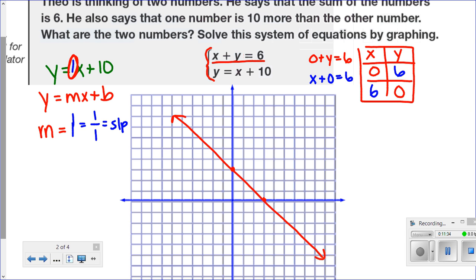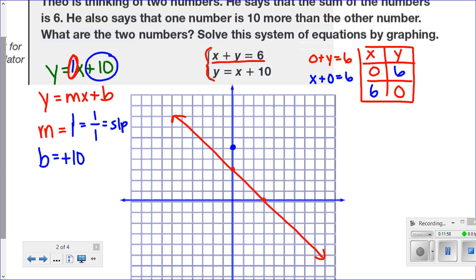Our b is right here. It is equal to plus 10. So when we are graphing this line, remember we first want to put on our y-intercept. So remember my scale is going by 2s. So 2, 4, 6, 8, 10. Okay, there is my 10.